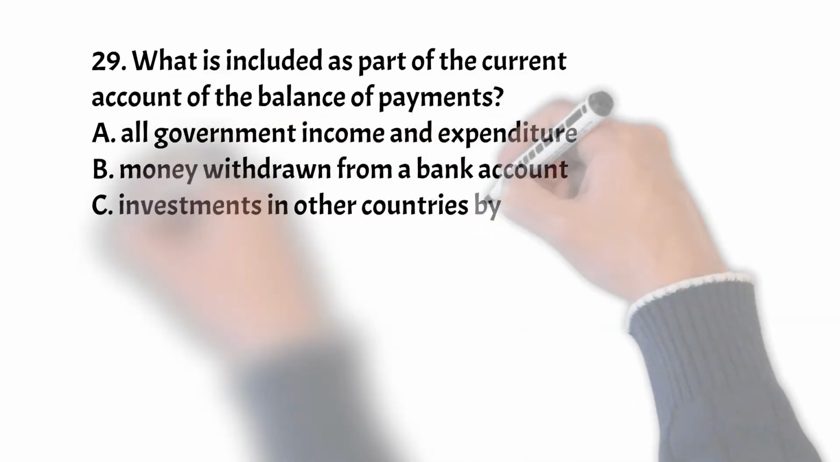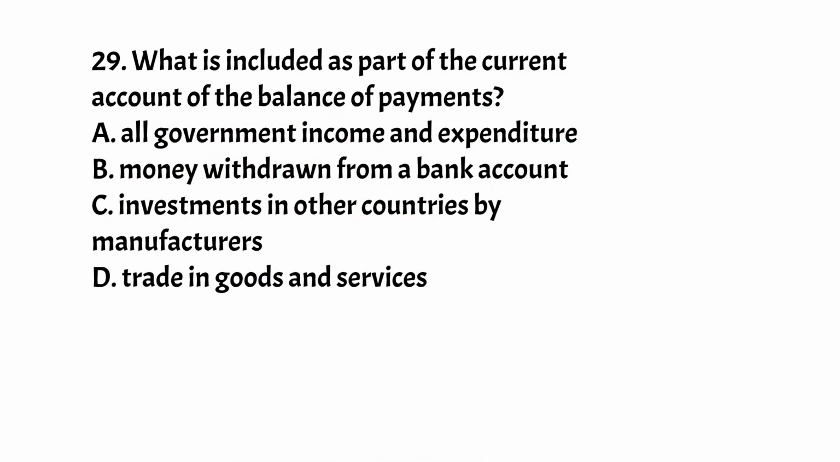Question 29. What is included as part of the current account of the balance of payments? A. All government income and expenditure. B. Money withdrawn from a bank account. C. Investments in other countries by manufacturers. D. Trade in goods and services. Again, there is only one option here that is correct. That is D. Trade in goods and services.